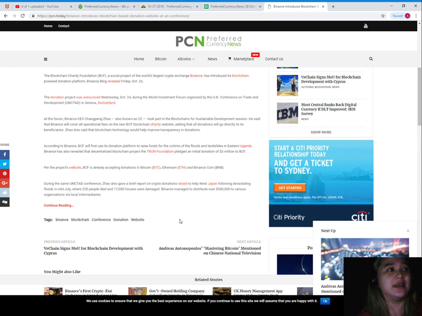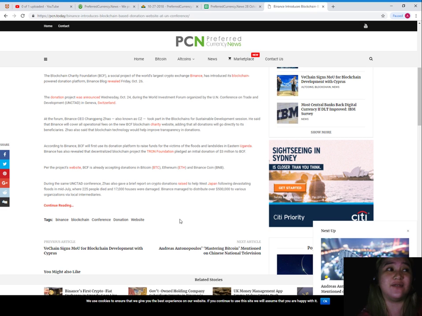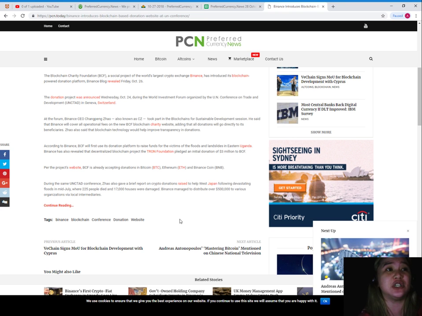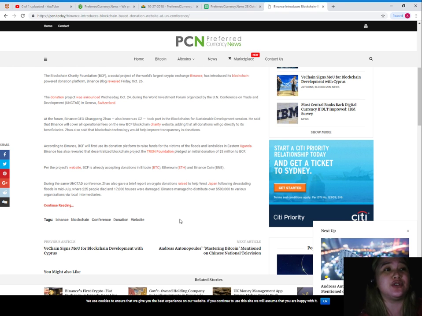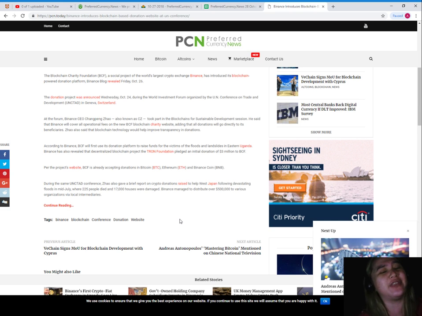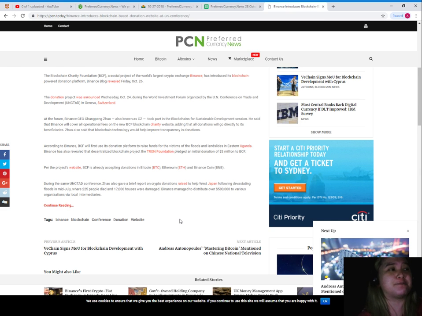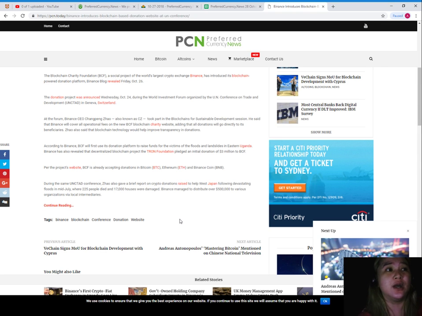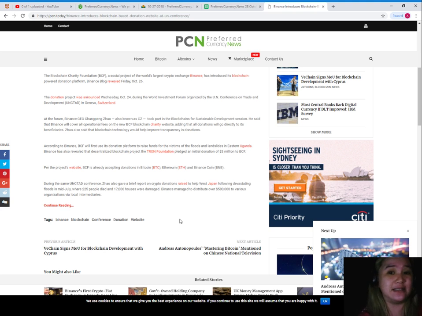That's good. Binance has also revealed that decentralized blockchain project, the Tron Foundation, pledged an initial donation of $3 million to BCF. Well, thank you so much. Per the project's website, BCF is already accepting donations in Bitcoin, Ethereum, and Binance Coin.